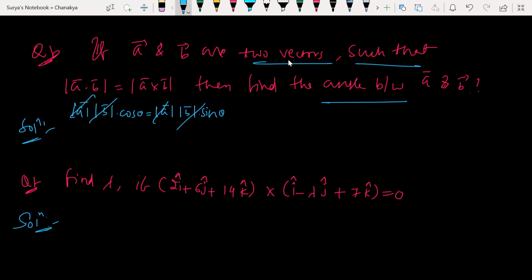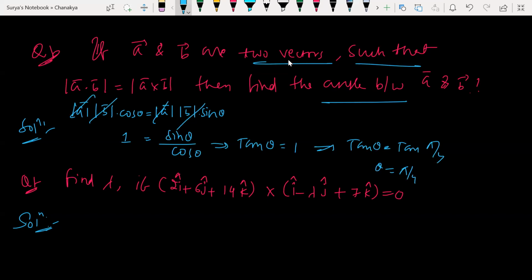What I got here, come on tell me. See here, can I just write here, sir, cos theta is equal to sin theta. Then tan theta is equal to 1. Tan theta is equal to 1 can be written as tan pi by 4. So pi by 4 is the answer.